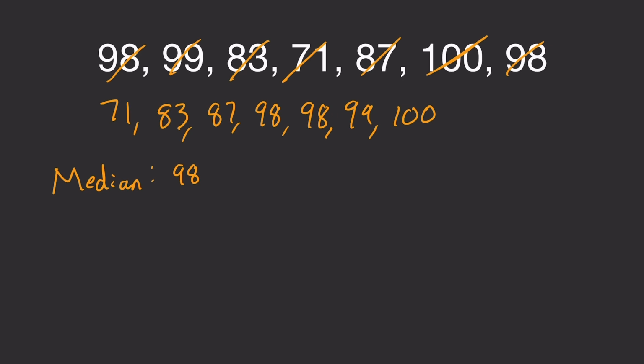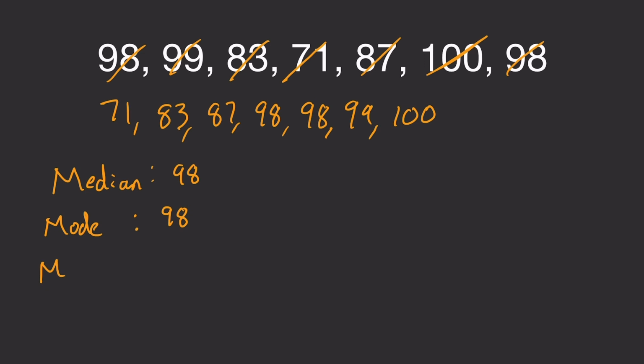Next, I can find my mode pretty easily just by identifying it here. So mode is going to be the one that appears the most often. And if I look back at my data set here, I got 71, 83, 87, two 98s, 99, 100. Since I have two 98s, I know that 98 is going to be my mode.